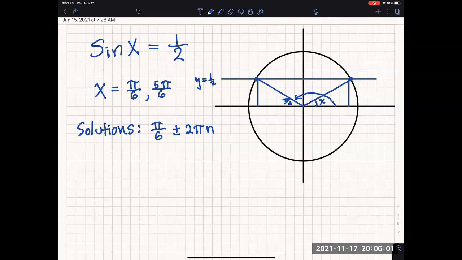And so in addition to those infinitely many solutions, I can also take the 5 pi over 6 solution and add any multiple of 2 pi to that as well. So here I'm writing an n, where n could just be a whole number.